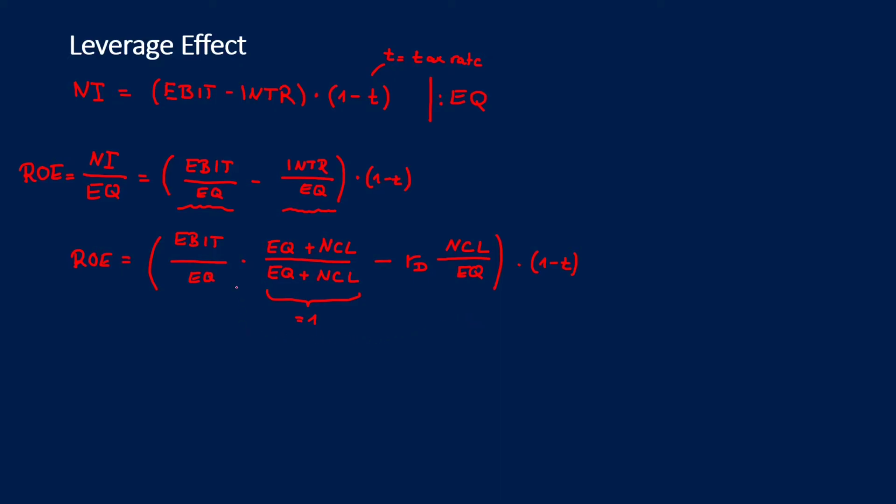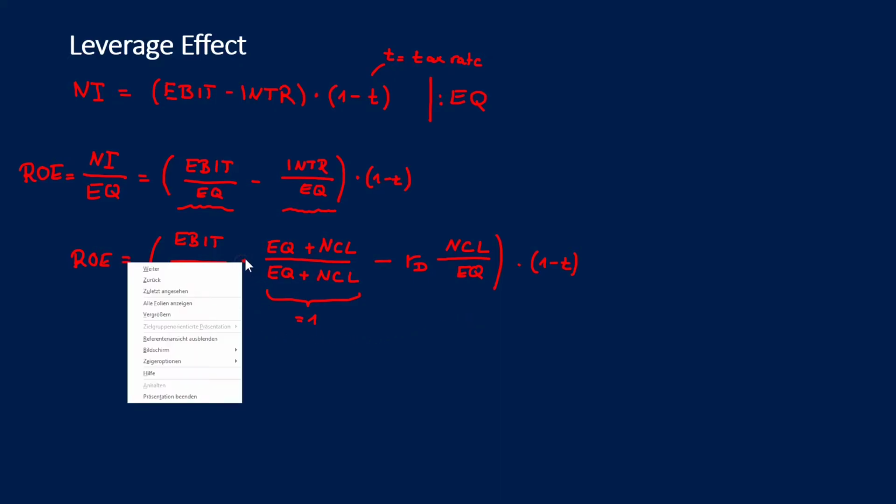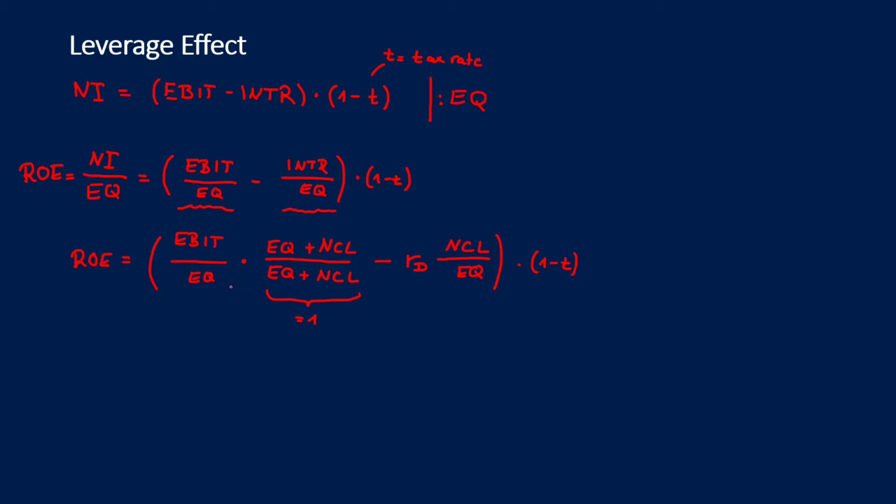Now I would like to swap, because here we have a multiplication sign, times. I would like to swap the denominators of these two fraction lines. So the return on equity is now given by the EBIT divided by equity plus non-current liabilities. And we already see that this is the return on capital employed.